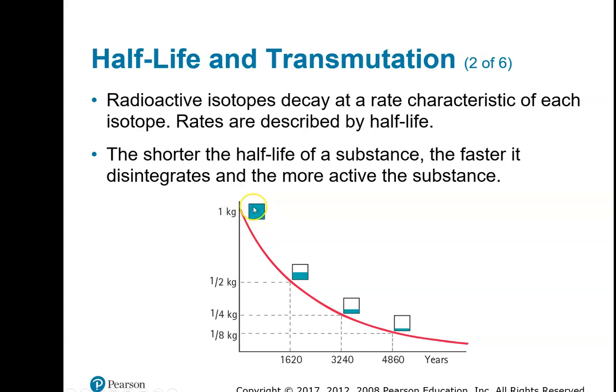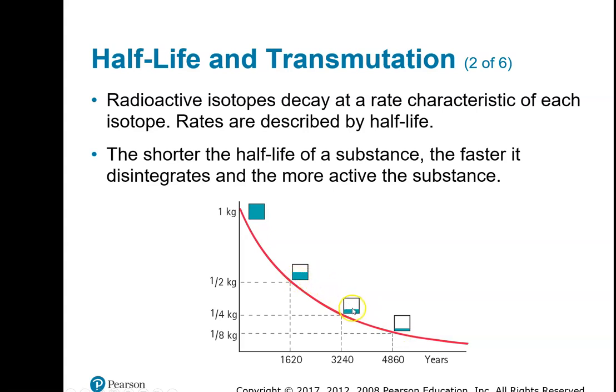Let's say you started with 1 kilogram of some radioactive substance. After one half-life, half of it is still radioactive. The other half is still there, but it's changed into another type of atom. After two half-lives, only 1/4 of the original amount is there, and so 3/4 of it has changed into whatever it becomes. It's usually some stable atom.